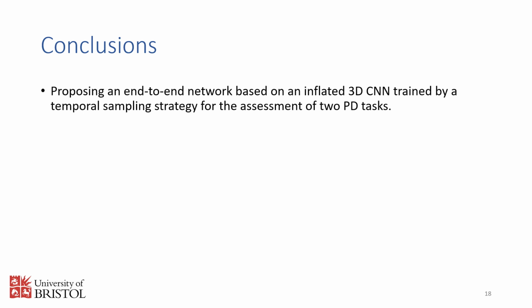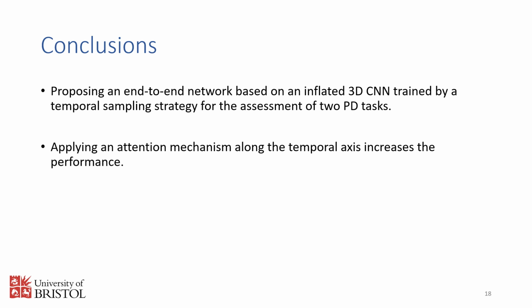To sum up, we propose an end-to-end network for the assessment of Parkinson's disease severity from videos for hand movement and gait. Our model is based on an inflated 3D network and trained by a temporal sampling strategy to exploit long-range temporal structure at low cost. We also applied an attention mechanism along the temporal axis to provide learned attention weights for each video segment, allowing our model to focus more on the relevant parts of each video. We showed that this technique increased the performance of our model.